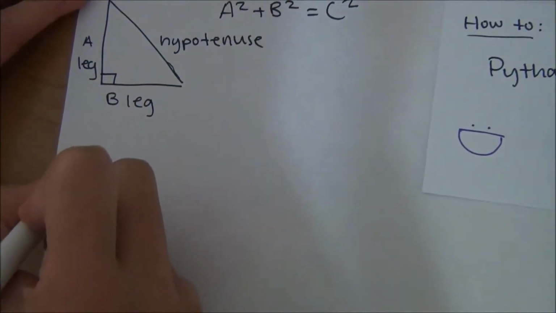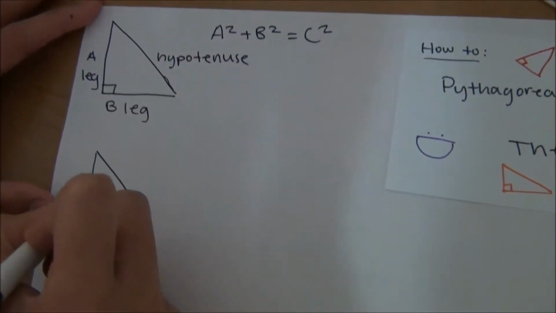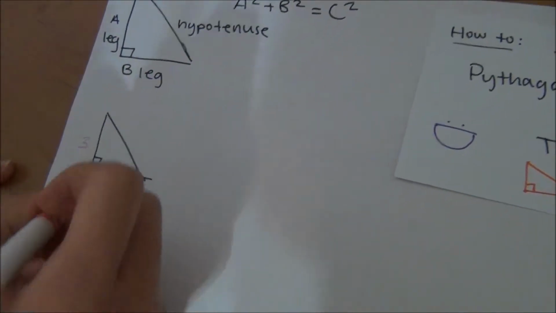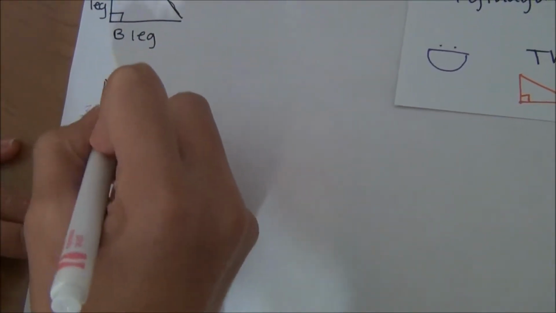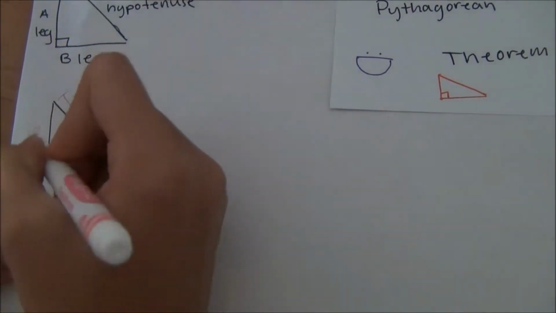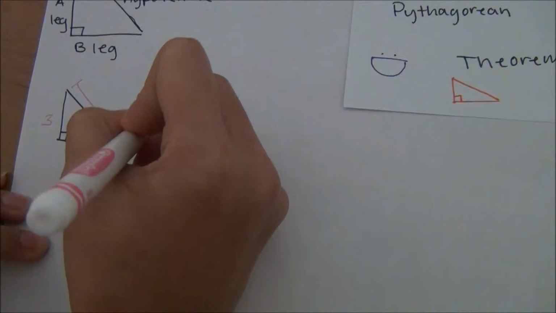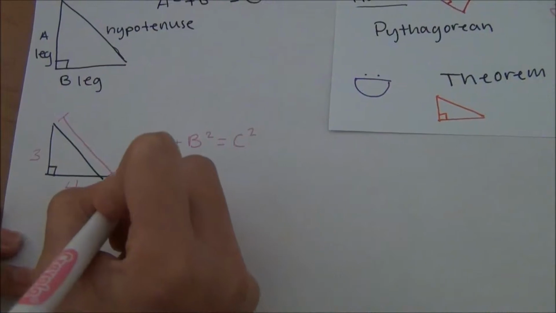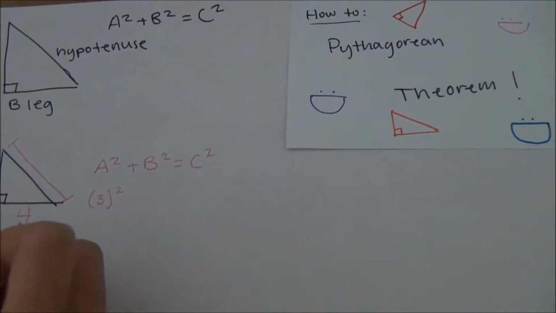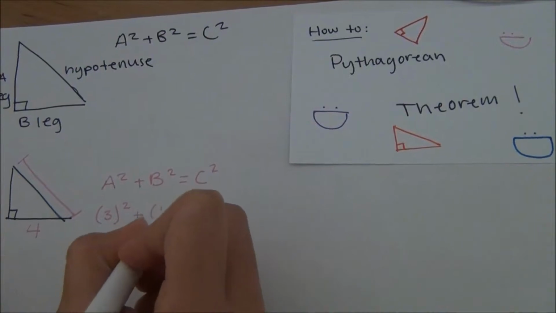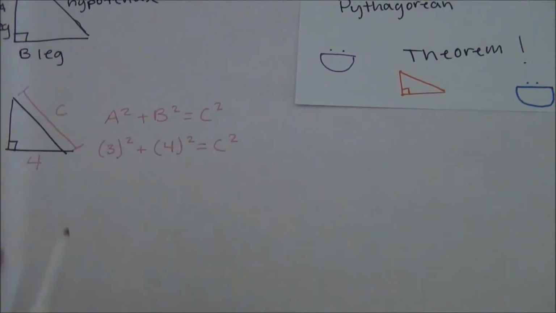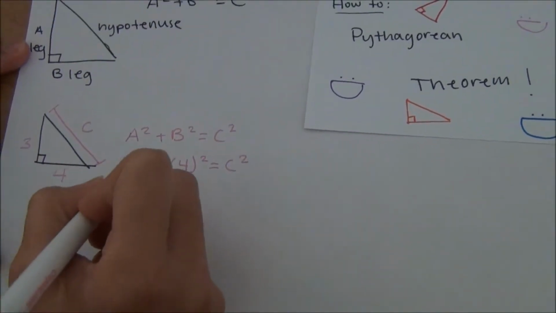So say if you were given this right triangle and they give you sides like 3 and 4 and they ask you to solve for the hypotenuse. The first thing you need to do is plug in your equation. So 3 is a, so in a squared plus b squared is equal to c squared, 3 would be a, so you substitute that in for a. 4 would be b, so you substitute that in for b, and that would be equal to c squared, this being your c.